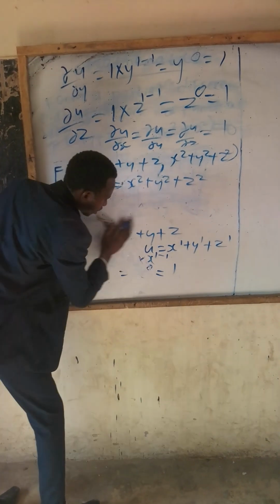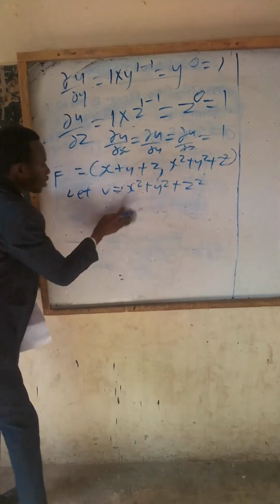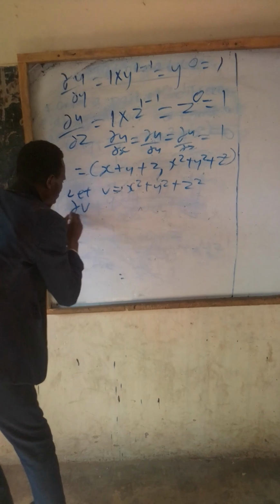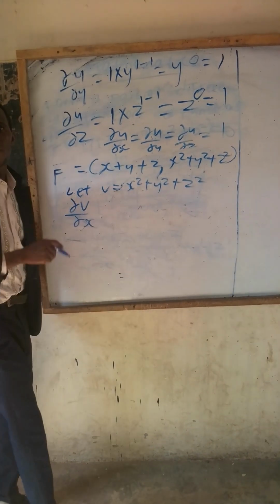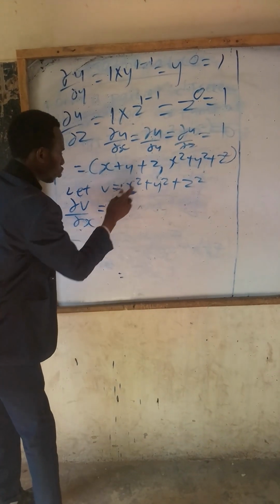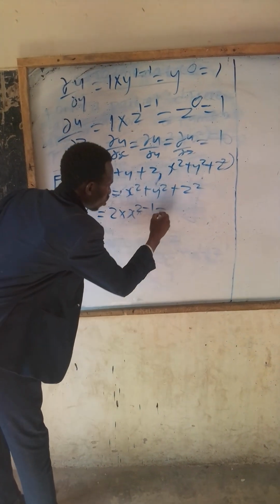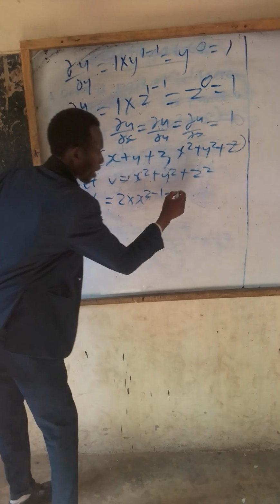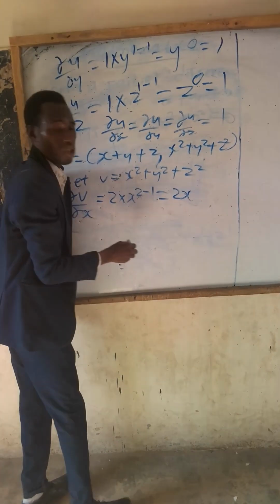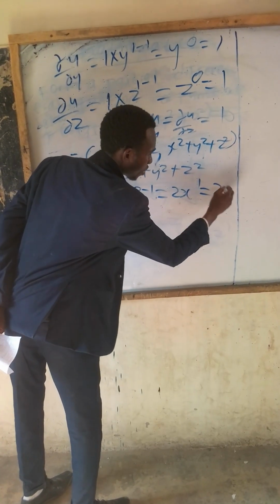So having known that, let's find dv/dx, the partial differentiation of v with respect to x. What do we have now? 2 multiplied by x raised to power 2 minus 1, which is the same thing as 2 multiplied by x, which is 2x. 2 minus 1 is 1. And this one is the same thing as 2x.